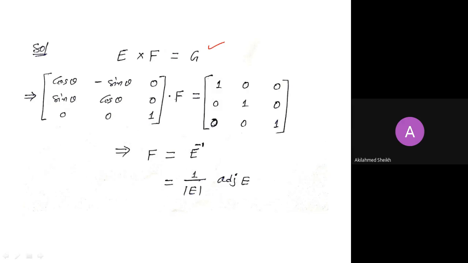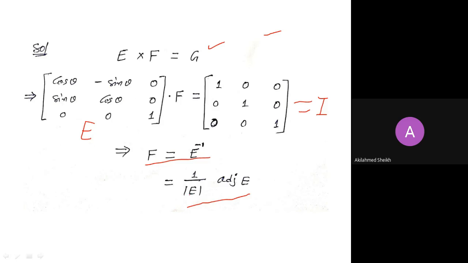Now from this condition we get F equals E inverse, because this is matrix E and this is the identity matrix I. So pre-multiplying by E inverse we get F equals E inverse. Now here we have to find the value of E inverse. The formula is the adjoint method: 1 upon determinant of A into adjoint of E.